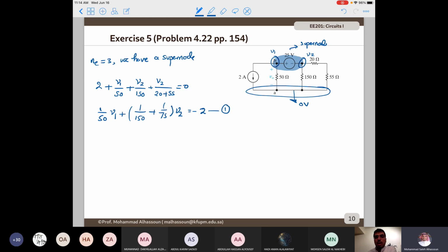Now I found the first equation. The second equation relates V1 and V2, because remember there's a voltage source between them. So applying KVL, I will get minus V1 plus 25 plus V2, remember, V2 is from here to the ground, V1 from here to the ground, equals 0. So I will get V1 minus V2 equals 25, and this is the second equation. So I have 2 equations, 2 unknowns. I can easily solve for it by inverting the matrix.